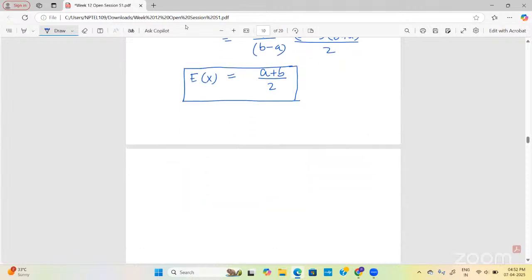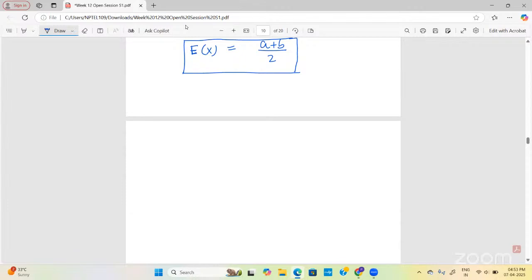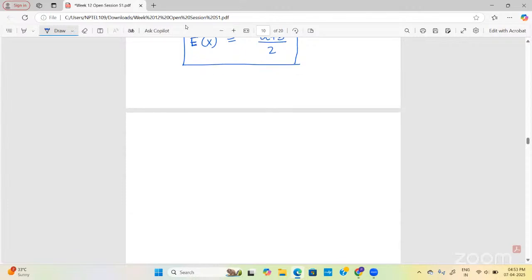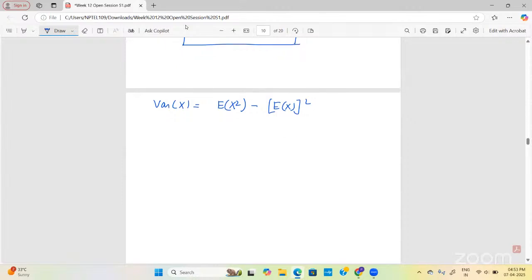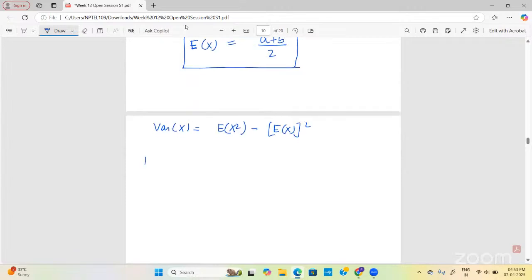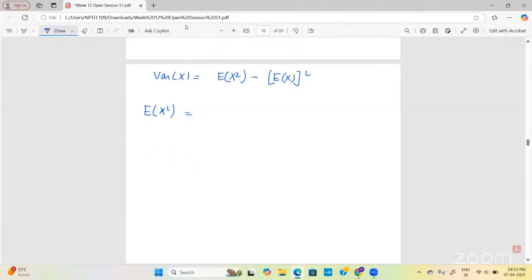Okay, and it's better if you remember these formulas. In that case, it will be easy for you to solve the questions in the exam. So you can remember these formulas for expectation and variance for the standard distributions, like uniform, exponential, normal. Okay, next we have to calculate the variance of x. So variance of x is equal to expectation of x square minus expectation of x whole square, right? This is the formula for variance. So expectation of x we have already calculated. We need to calculate expectation of x square. Okay, what is the formula for it?